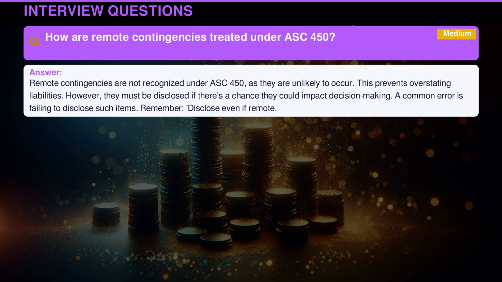Remote contingencies are not recognized under ASC 450 as they are unlikely to occur. This prevents overstating liabilities. However, they must be disclosed if there's a chance they could impact decision-making. A common error is failing to disclose such items. Remember, disclose even if remote.